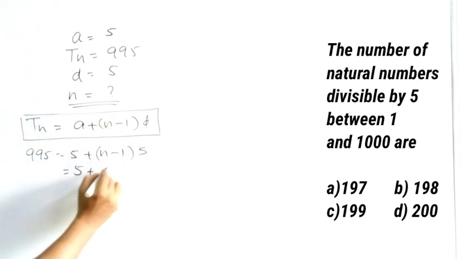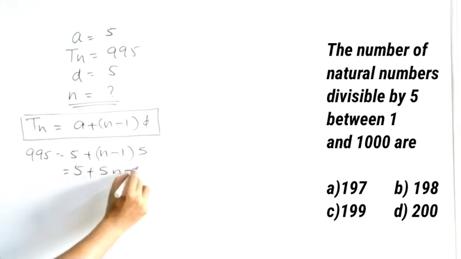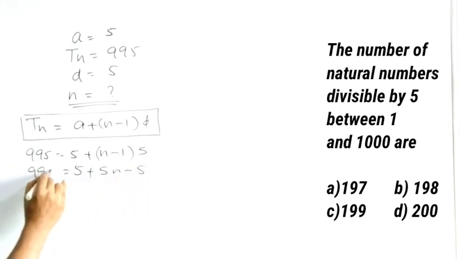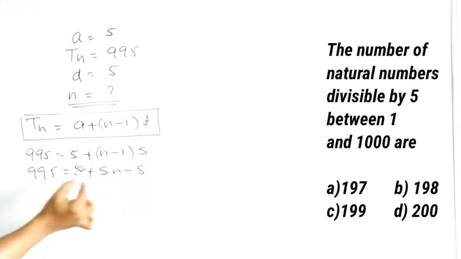5 + 5n - 5 = 995. So the minus 5 and plus 5 you can cancel here itself. 5n = 995. We have 5n = 995. So what will be n?